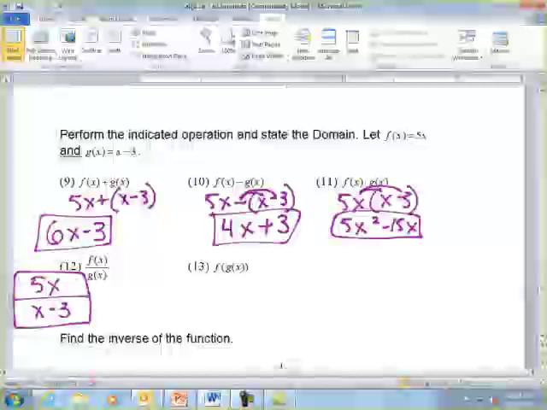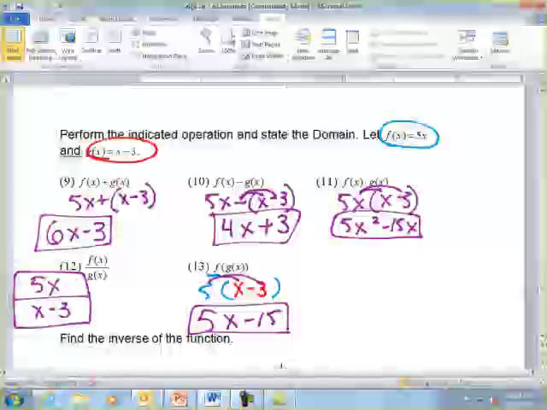For number 13, this is our composition of functions where we have an inside function and an outside function. We take the outside and write it except for the x. So I'm going to write 5 blank, leaving a blank where the x used to be. And then in that blank goes the inside function, x minus 3. To clean it up, we distribute the 5 and get 5x minus 15. Questions on solving any of those?